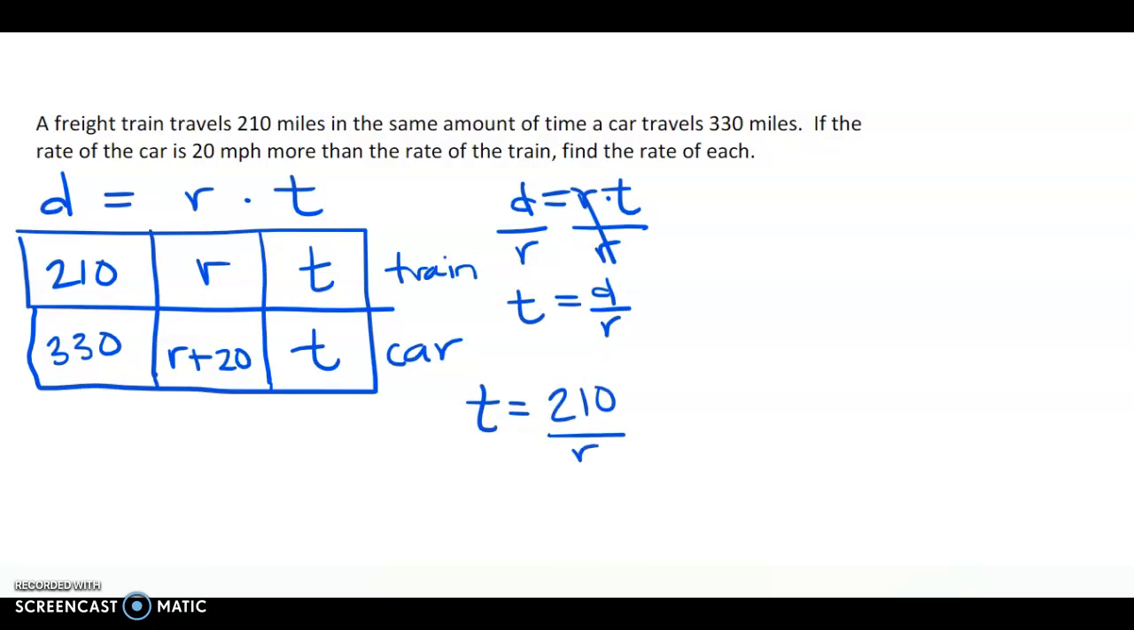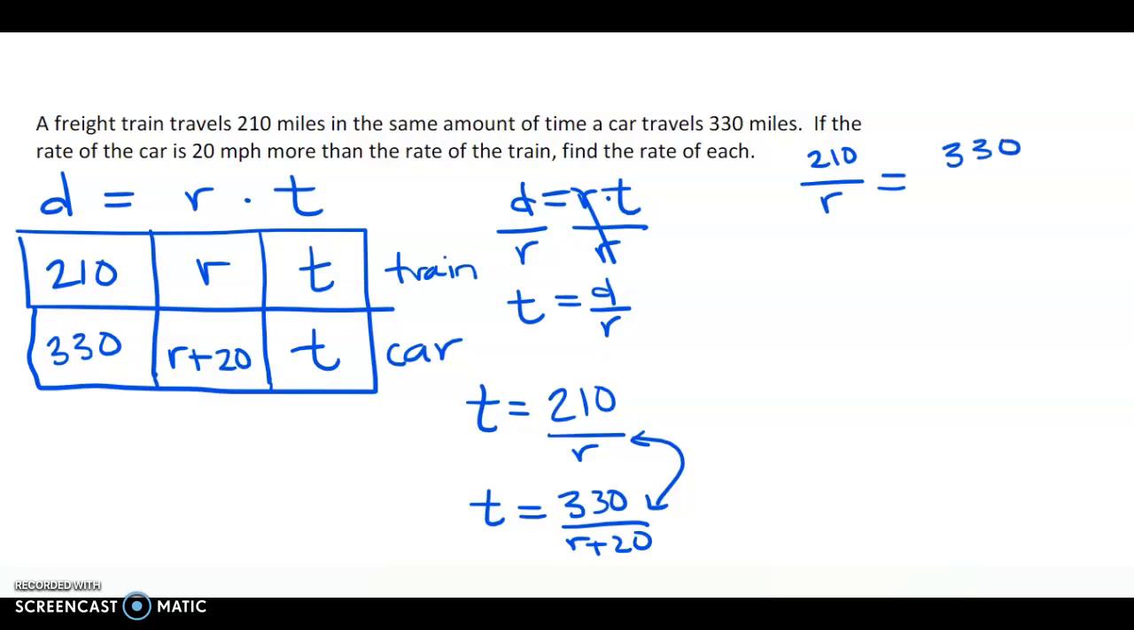And then for the car, we'll have t equals d over r, so 330 over r plus 20. Okay, now these both equal t. Well, since these both equal t, we know these both must equal each other. So let's set that up. We have 210 over r equals 330 over r plus 20.